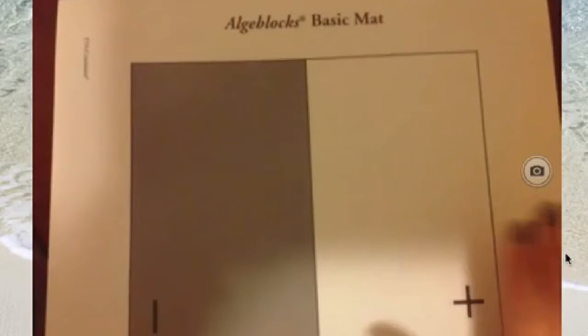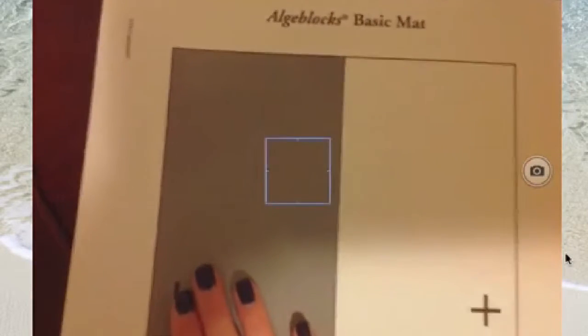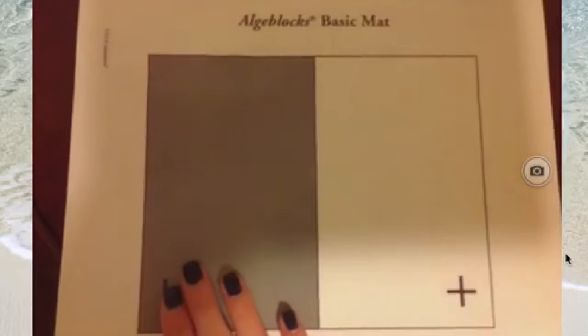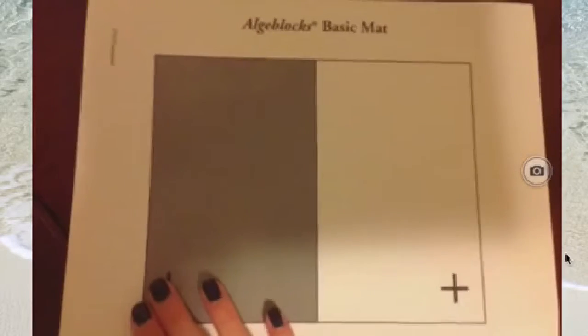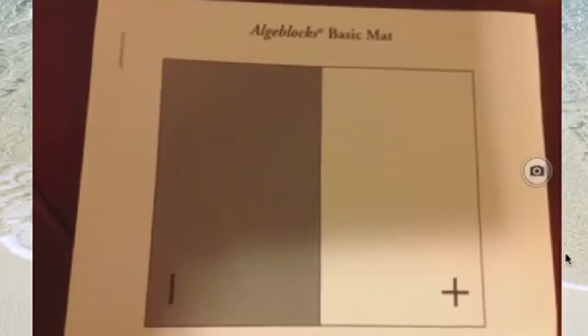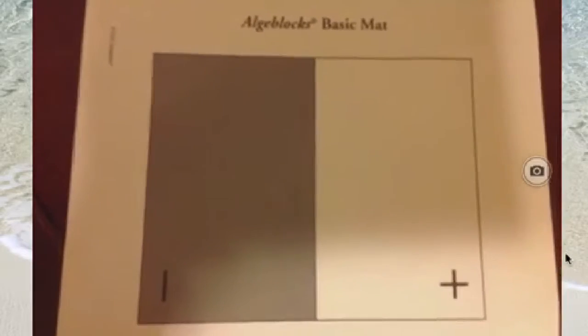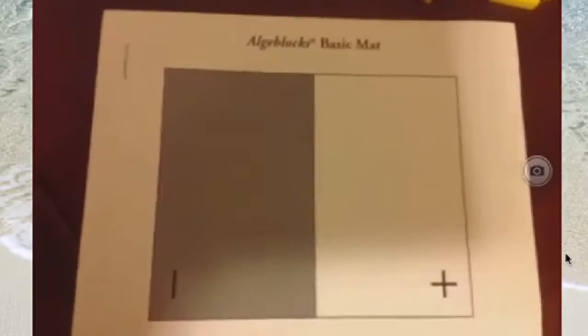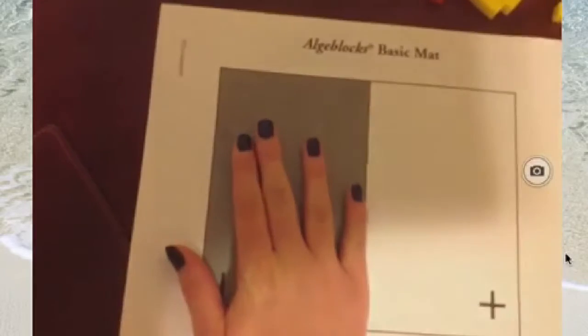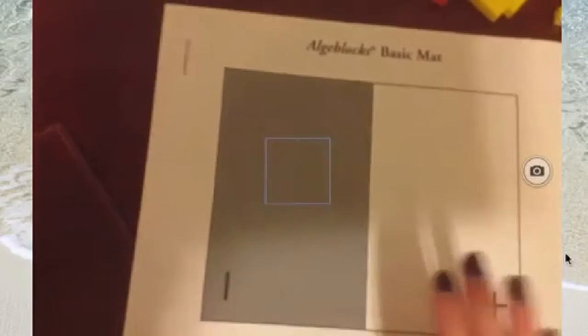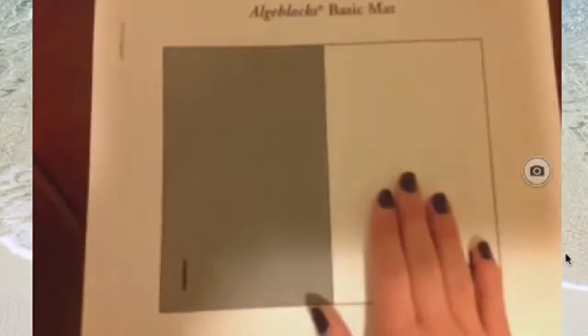Okay, and you'll also see on your algebra blocks basic math mat that you have a positive side and a negative side. So you want to make sure that you're also noting the sign of the variable you're representing. If it has a subtraction sign in front of it or a negative sign, you want to make sure you're putting it on the negative side, or if it's positive or with addition, you need to put it on the positive side. Okay, so let's just quickly go back.